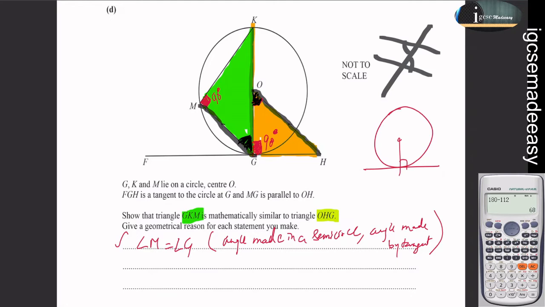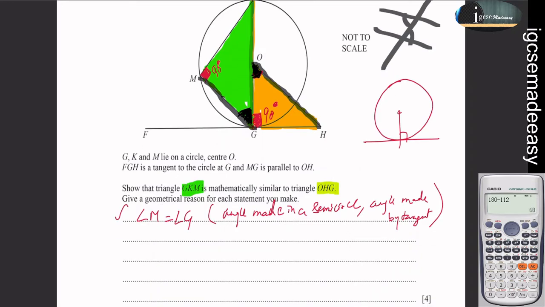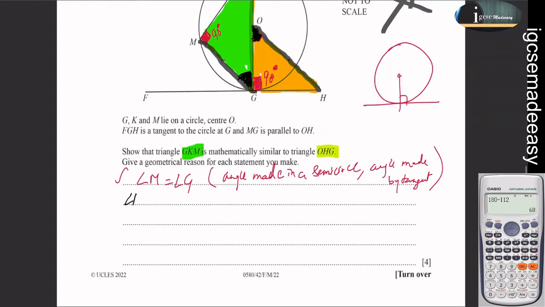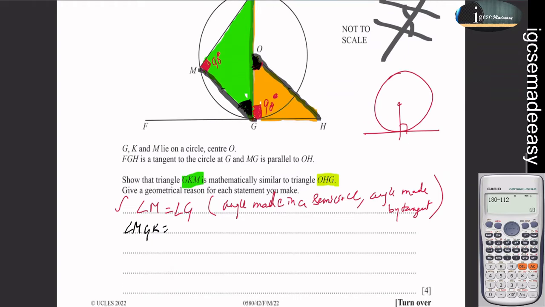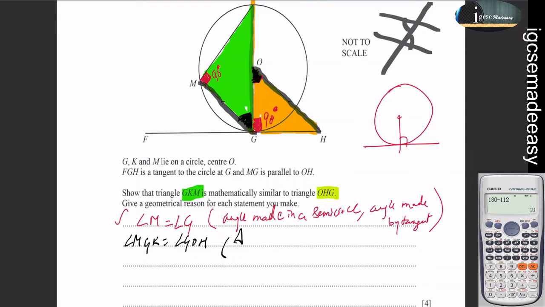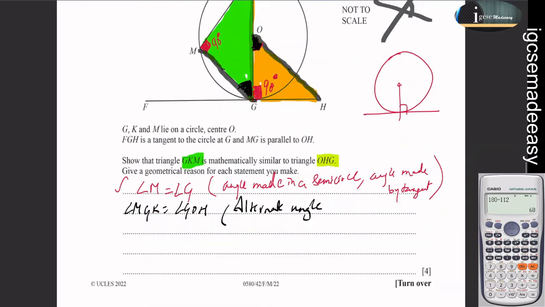These two angles will be equal, correct? Whatever the angle is, it will be equal to each other, right? Instead of writing G, because we already took G as one of the letters, we can write angle MGK will be equal to angle GOH. The reason is alternate angles, because they both are parallel, OH is parallel to MG, right?